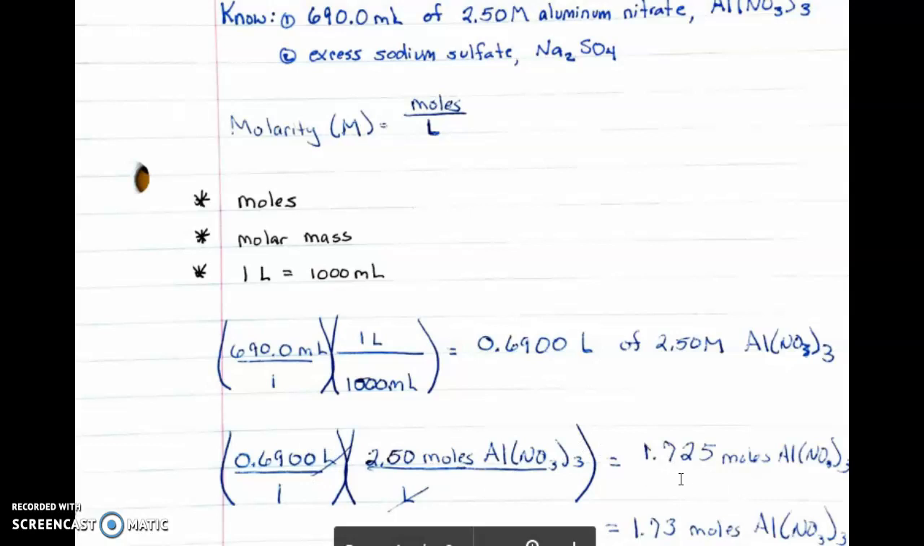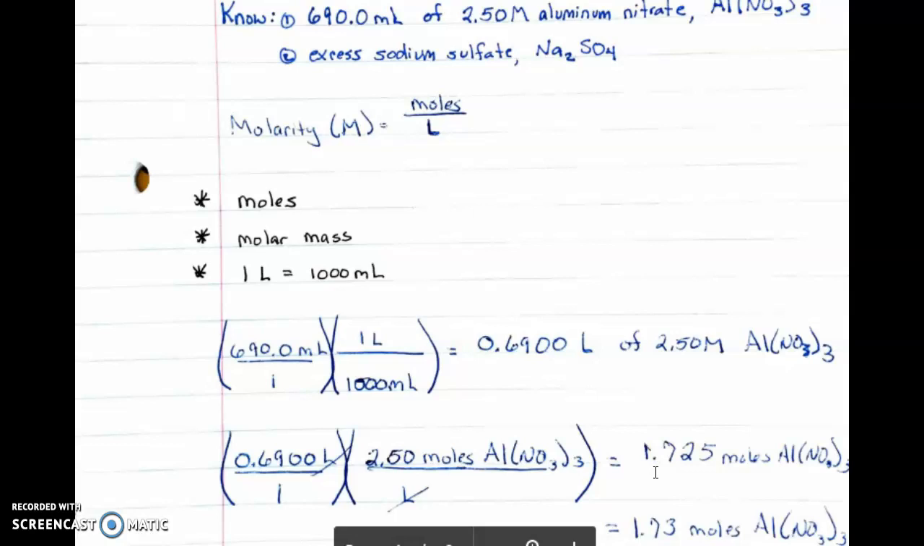So I have 1.725 moles of aluminum nitrate left. Now there are how many significant figures here? Right, in this answer there are 4. And while that's true for 0.6900, there are only 3 significant figures in 2.50. And when we multiply or divide, we want the least number of significant figures in the problem.